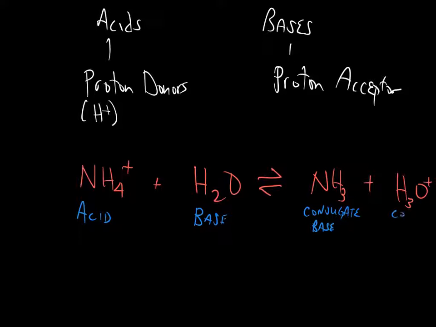I'm going to abbreviate it just because I don't have much space. CONJ. But it's conjugate acid, because going backwards, it's the acid. And ammonia is the base.